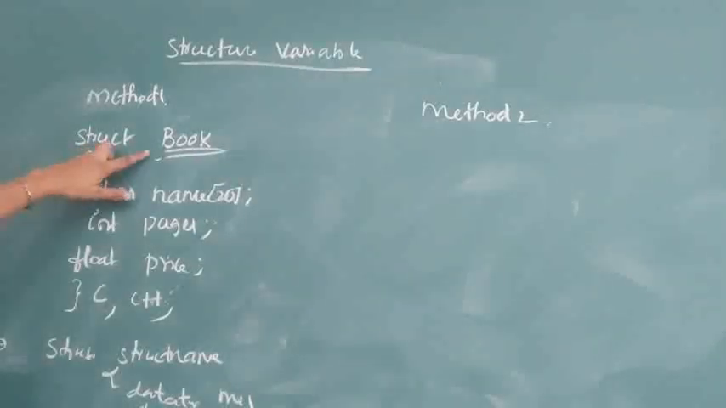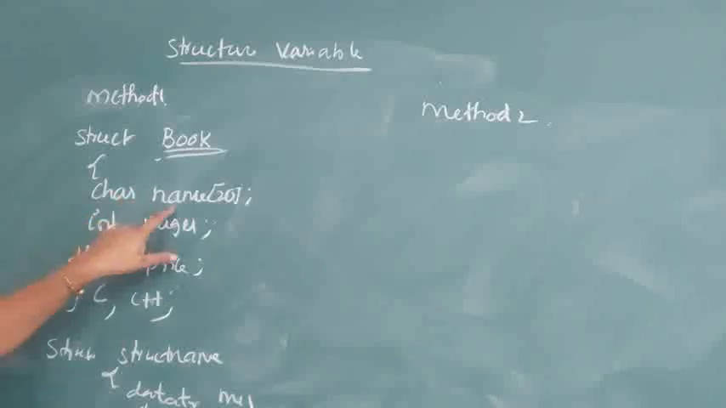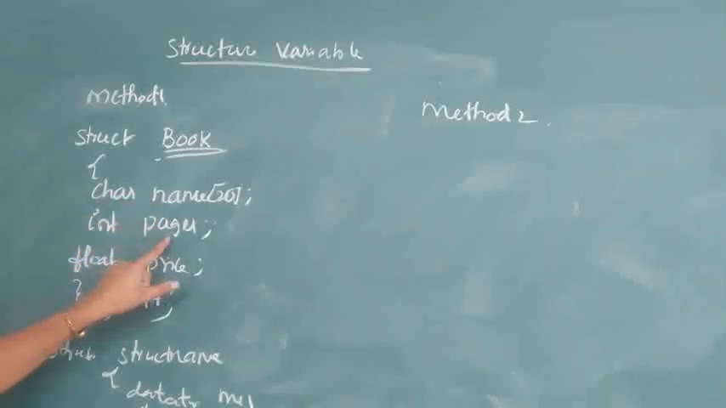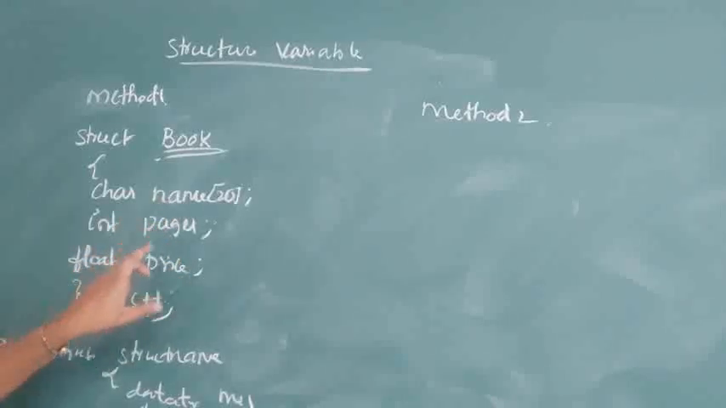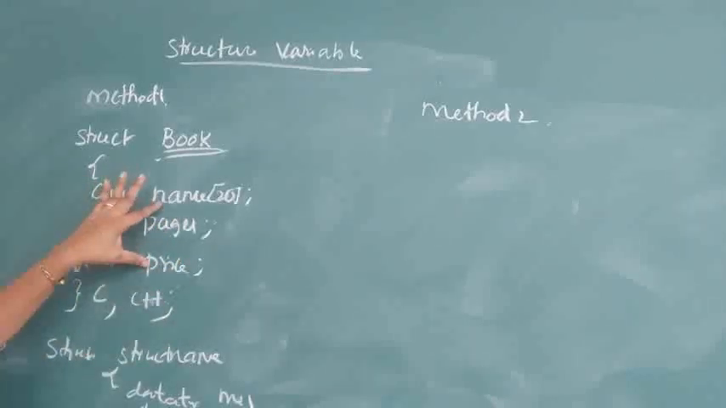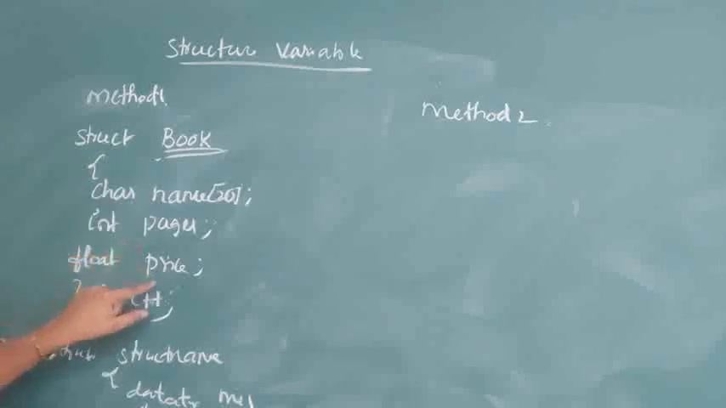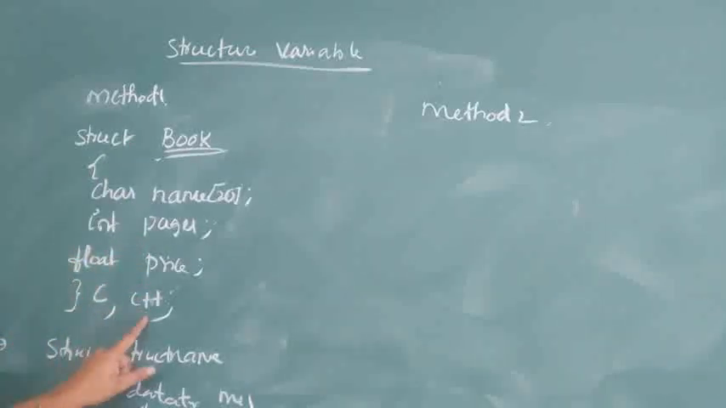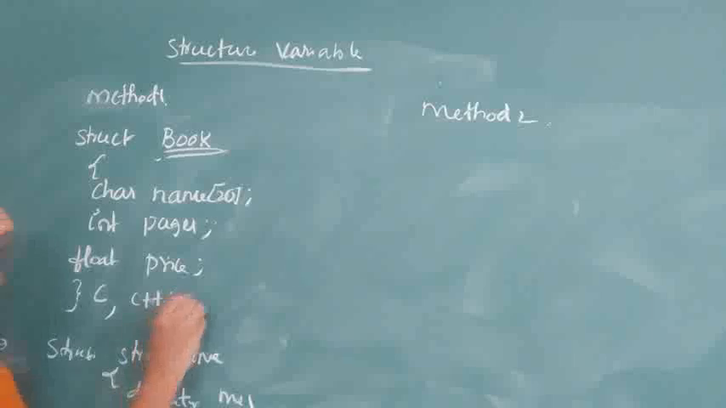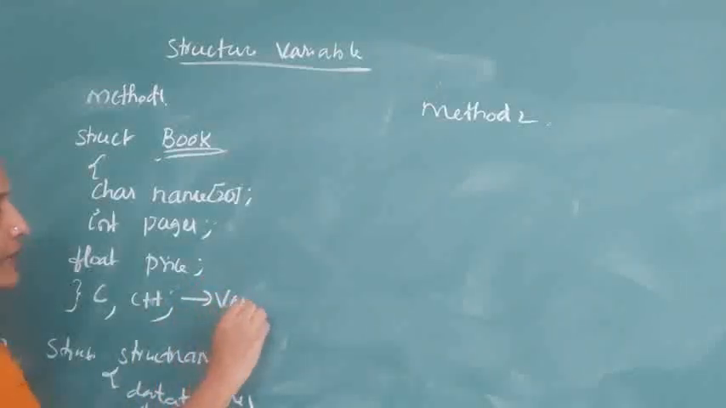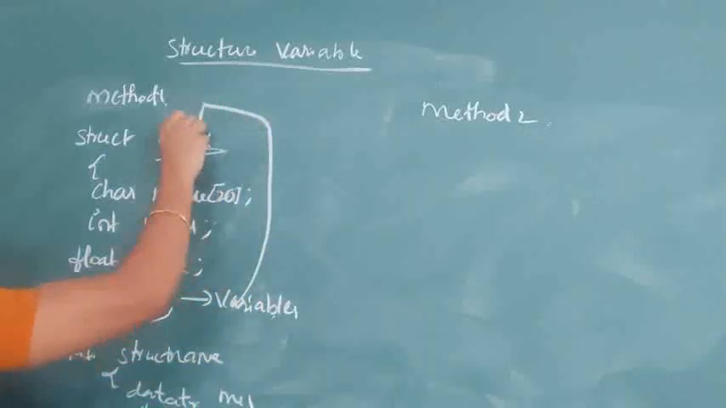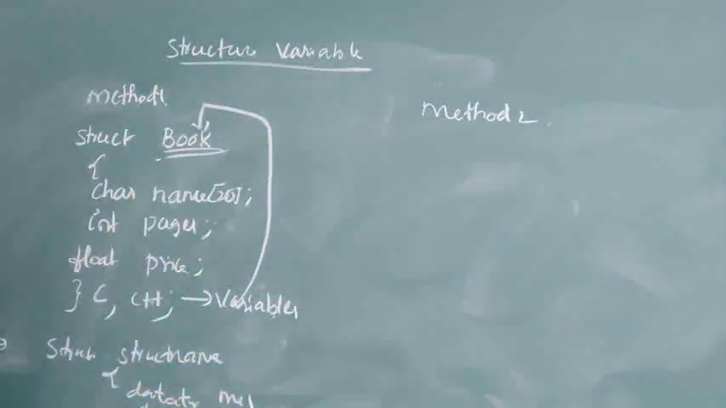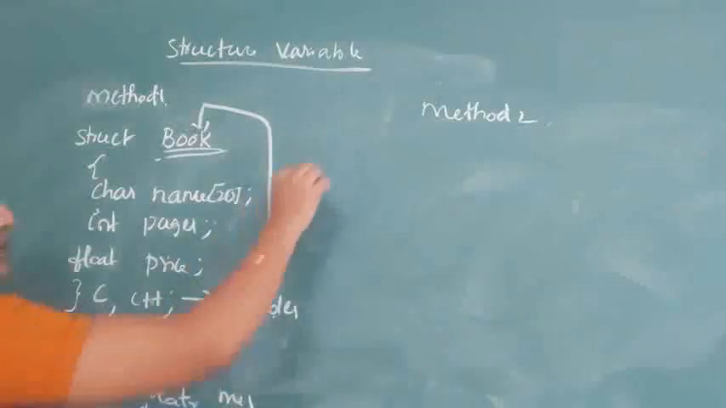Struct, name of the structure, data type member 1, data type member 2, data type member 3. And these three members, meaning 3 members of information I want to give for C and C++. Here C and C++ are called variables of this structure. Understood? Now, the second method.